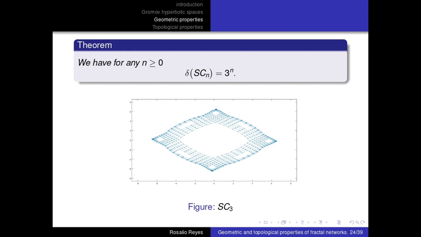In the case of the Sierpinski carpet, for step n, we have that its hyperbolicity constant is 3 to the power of n. In this case, it coincides with the previously mentioned bound, half the diameter of the graph. In this case, the geodesic triangle has its vertices at 3 of the outer corners.